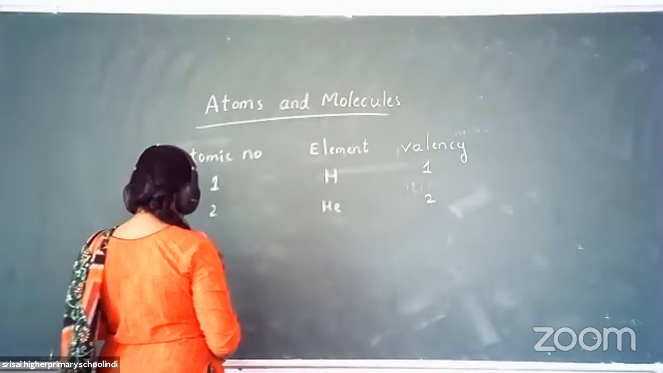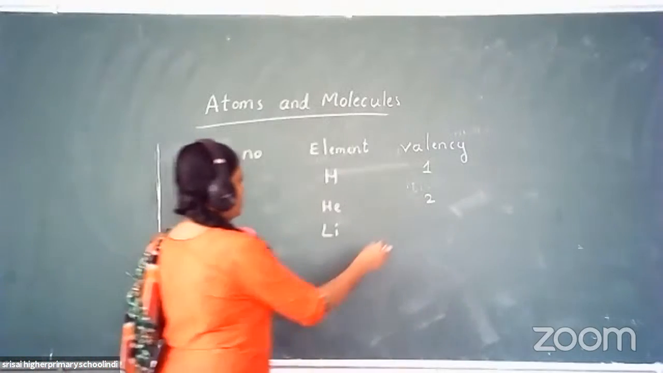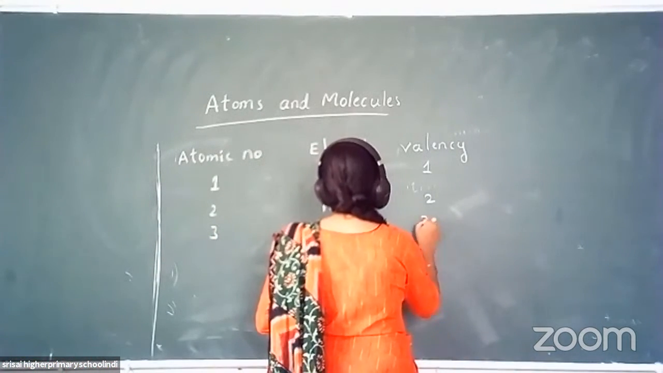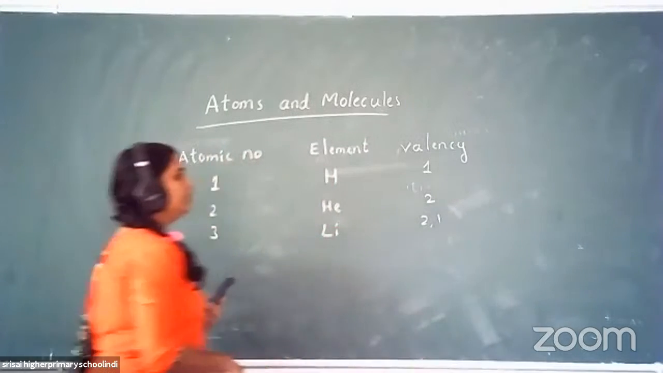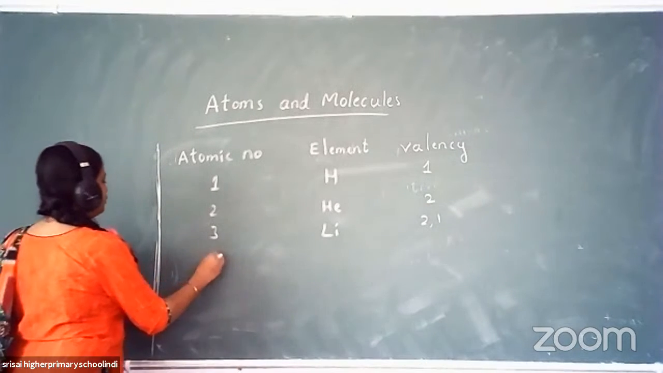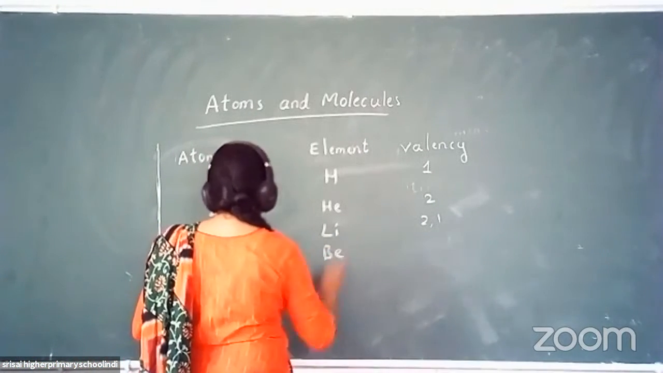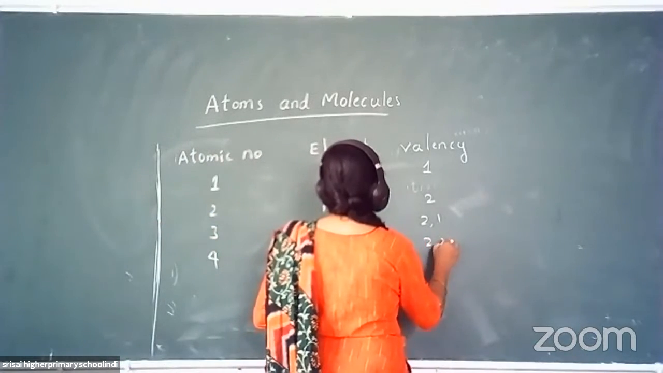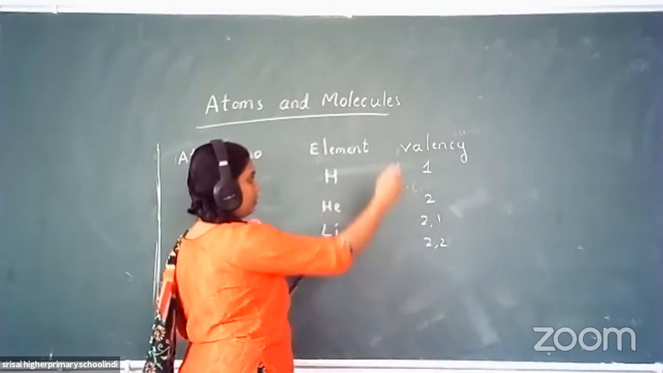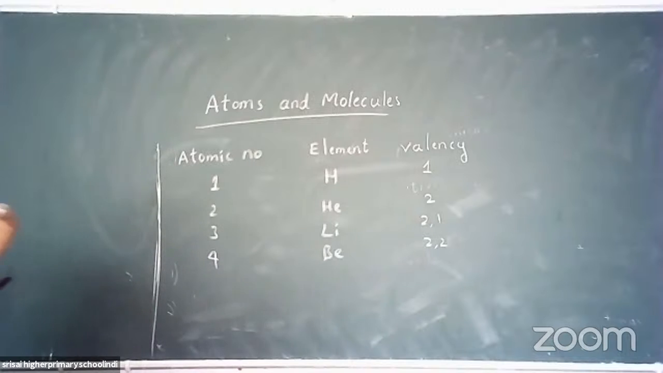Then number 3: lithium has atomic number 3. Here we divide for the valency number: 2, 1. And which has atomic number 4? Beryllium, Be. Then what will we write here? 2, 2. So another valency number we will find, its final valency number. We find the 1 number only. That I will tell you.